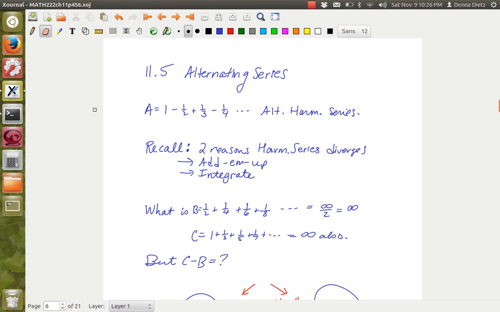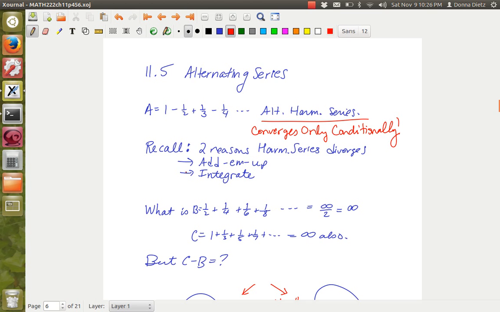So this section is about alternating series, and the baseline thing to remember is that the alternating harmonic series converges only conditionally. Okay, and so that's the main point from this discussion. But let's talk about that in detail.